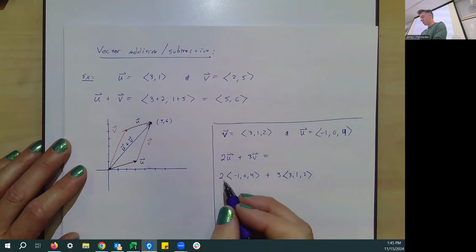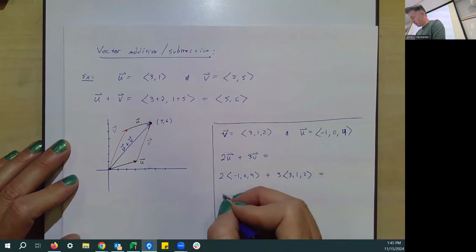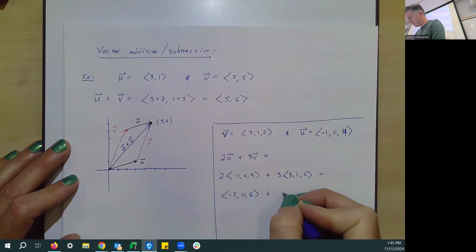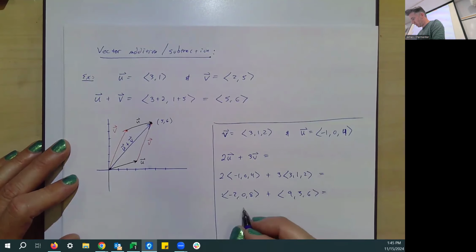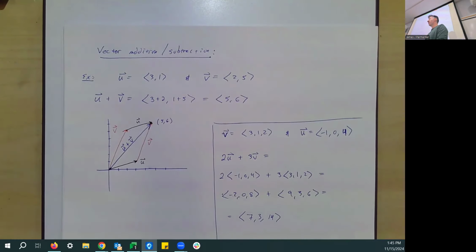And then you essentially distribute the 2 to each component and distribute the 3 to each component. So you get the vector -2, 0, 8 plus the vector 9, 3, 6. You add all the components together. -2 plus 9 is 7. 0 plus 3 is 3. 8 plus 6 is 14. And there is your resulting vector.